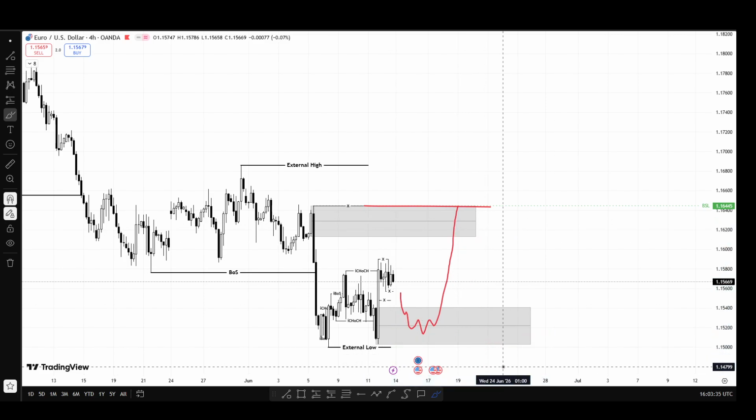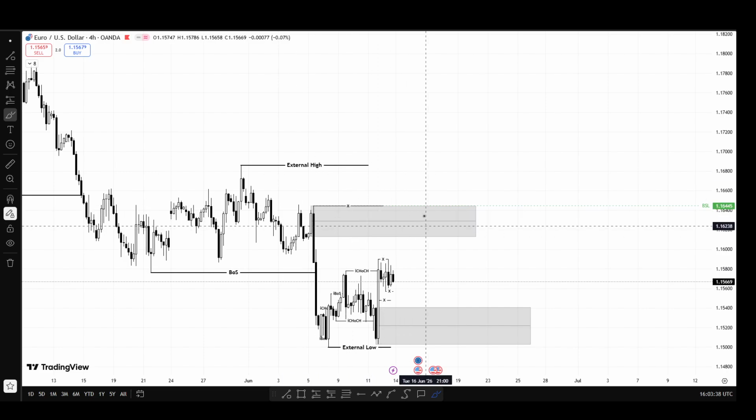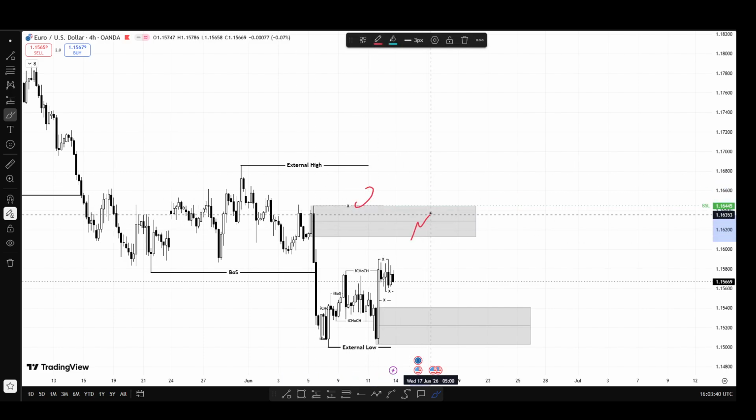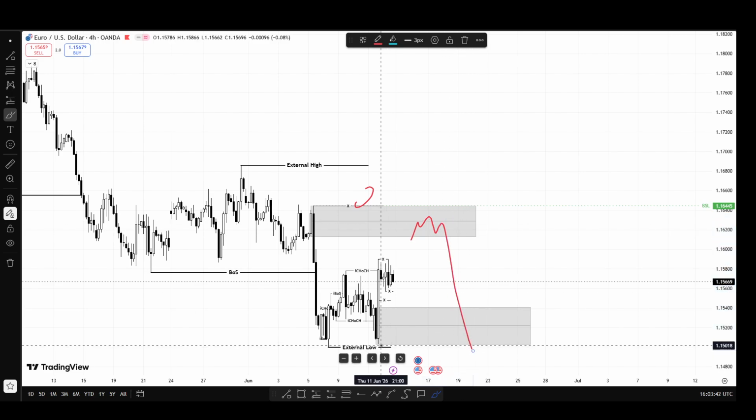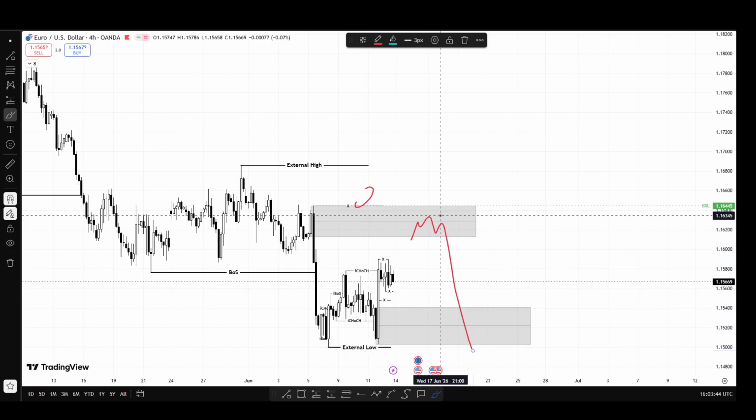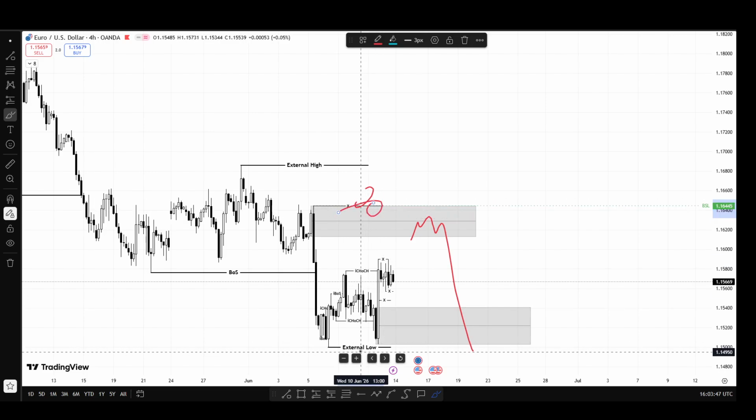and then we sell again to break this low. Although, without sweeping this high, price can then mitigate here and then give me a lower time frame shift and then sell. But I will not sell until this high has been taken.